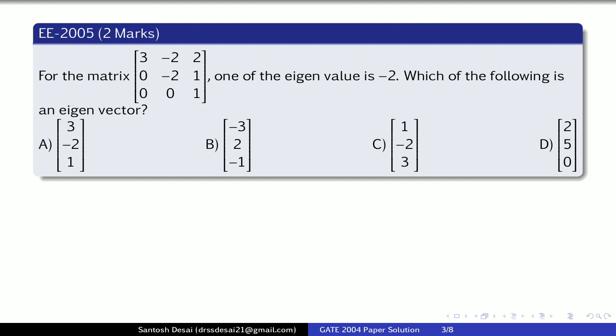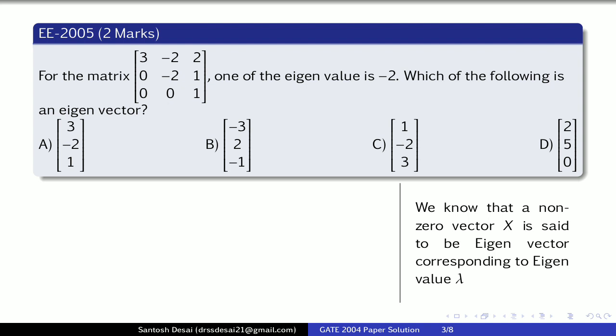So instead of that, we use the definition of eigenvector. First we recall the definition. We know that a non-zero vector x is said to be an eigenvector corresponding to eigenvalue lambda if Ax is equal to lambda x, and we are going to use this definition. That means let us take the given matrix A, take the first option A, multiply both, and we will get a new column vector, and from that column vector take the eigenvalue -2 common.